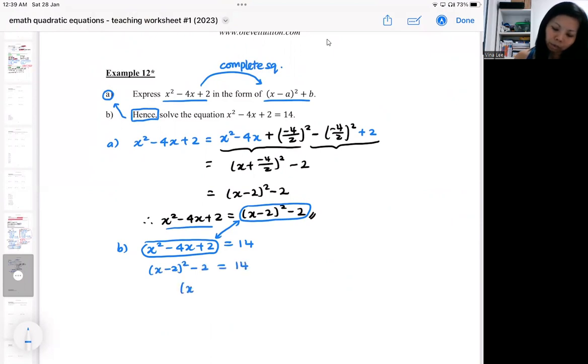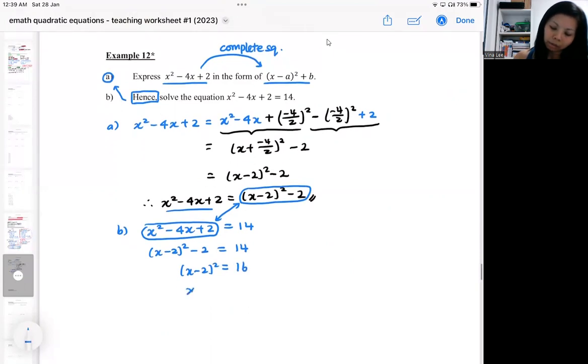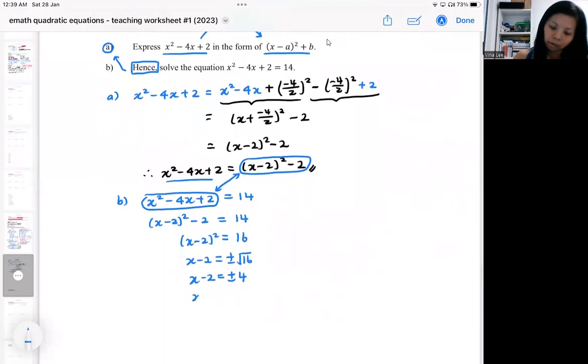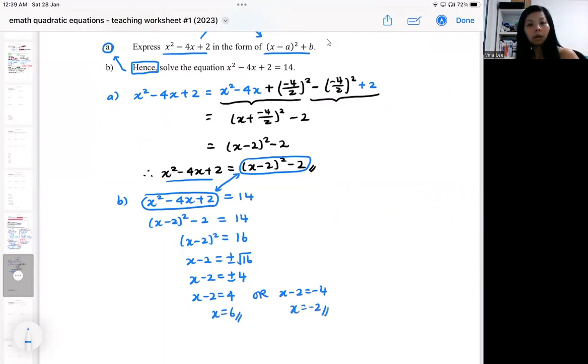And I slowly move over my number. And then I will end up taking a double square root. So I can have a positive 4 or I can have a negative 4. So if the instruction contain hence, you really must use the previous answer.